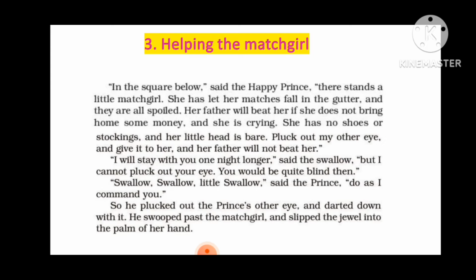So he said, "Pluck out my other eye and give it to her so that she can give it to her father." The swallow said, "I will stay here one night longer, but I cannot pluck out your eyes, as you will be blinded." And the prince said, "Do as I command." The prince again commanded the swallow. So the swallow plucked out the prince's other eye and went down, swooping past the girl.